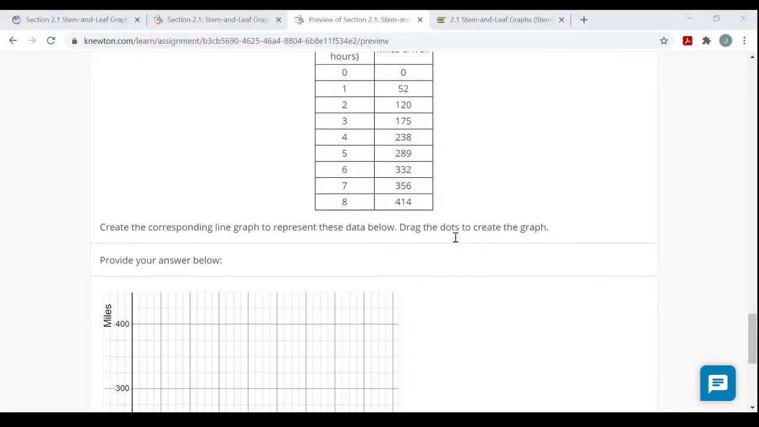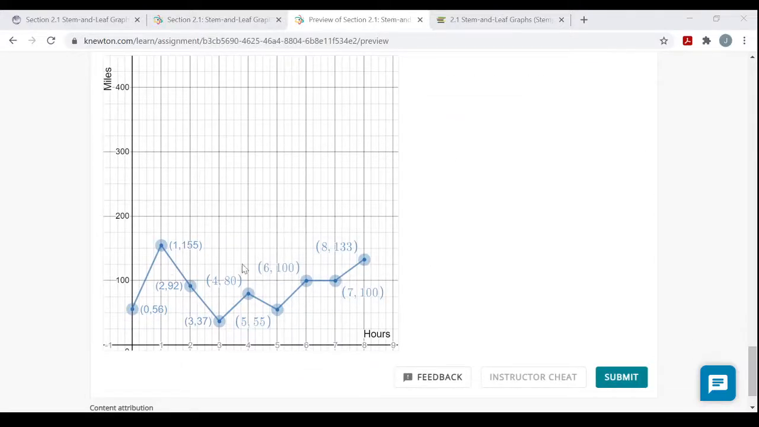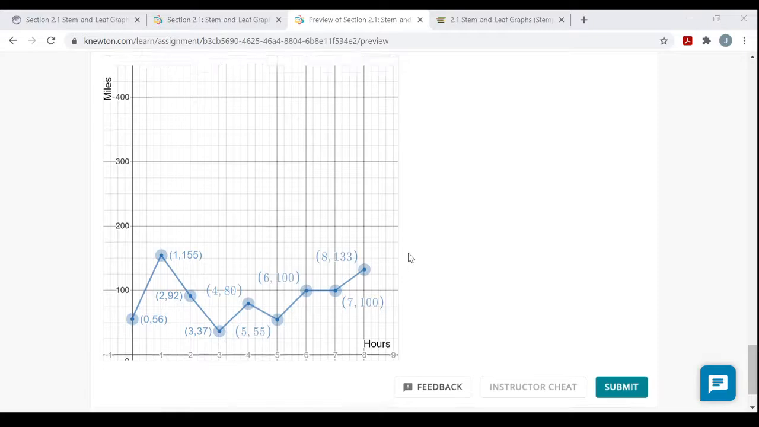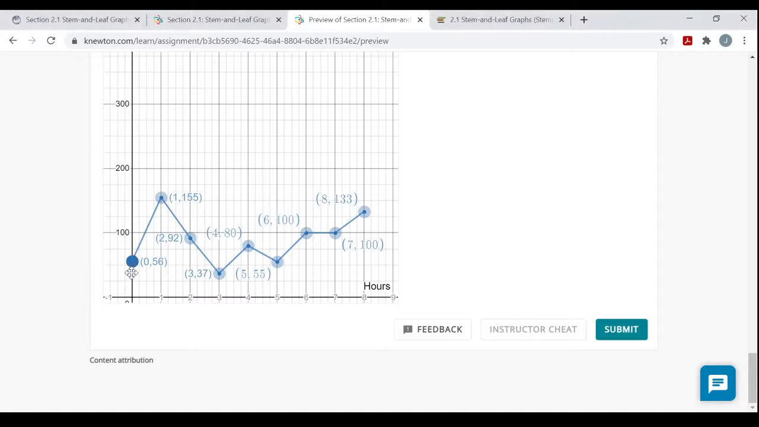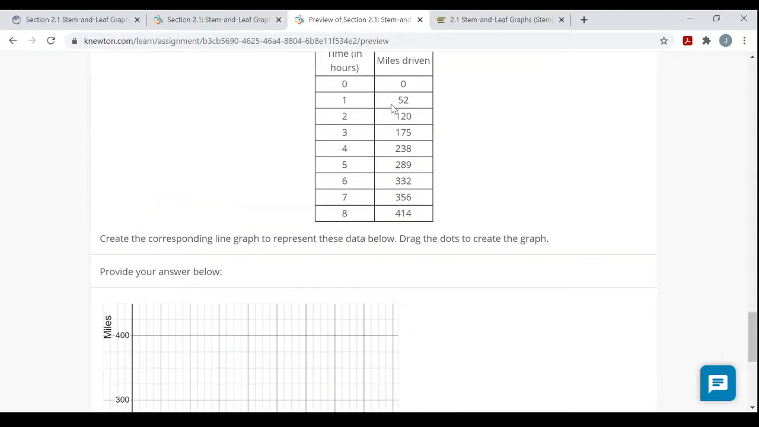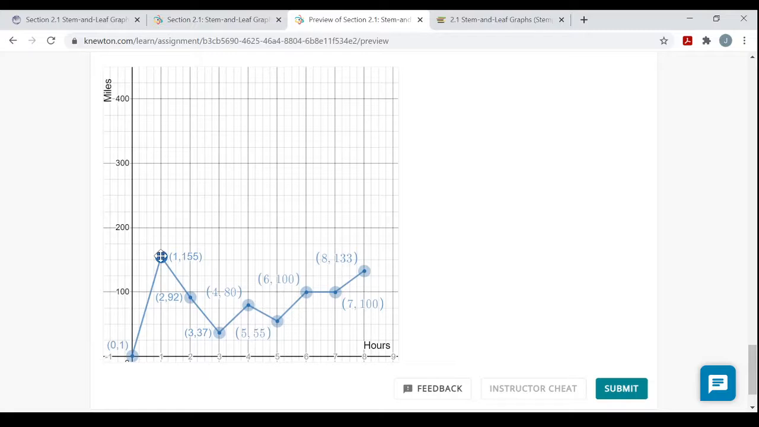All right, but in this exercise, this is one of the interactive exercises where you're asked to move some points around. So you've got to click on a point and move it. So again, 0, 0. So move this down to the point 0, 0. Very, very sensitive. There we go. Then 1 hour later, 52 miles were driven. So it's 150. All right, move this down to 52.